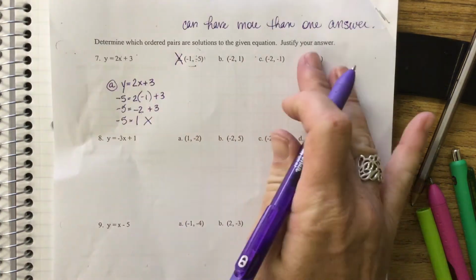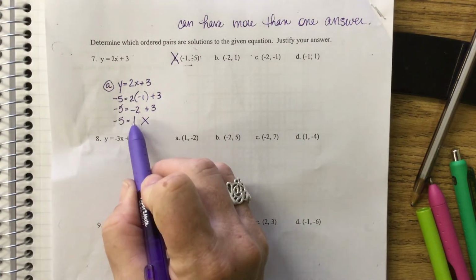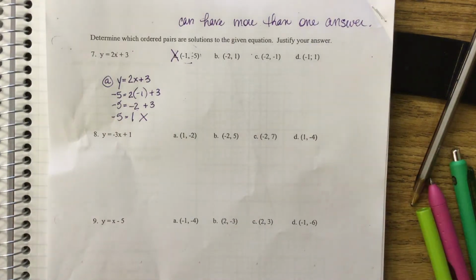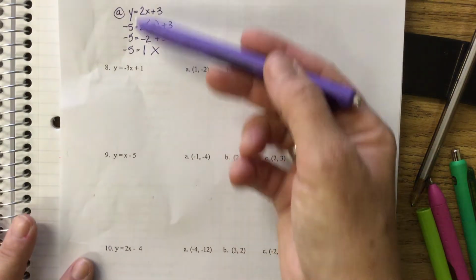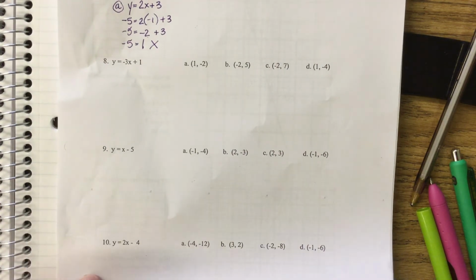Okay? And you keep on going. And what you're looking for is when it is equal, that ordered pair satisfies the equation. It means that it's on that line. Okay? And you'll do that for all 4 of those.